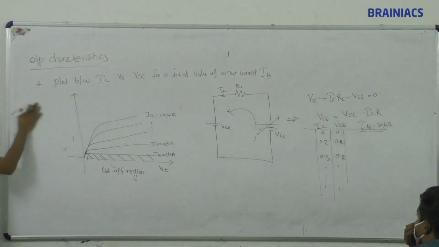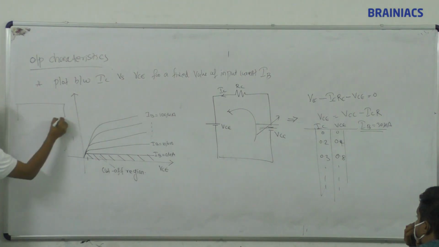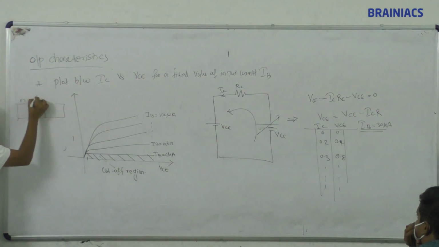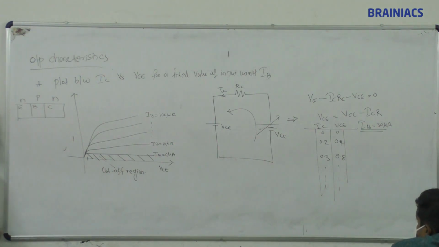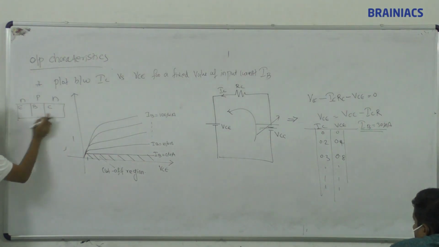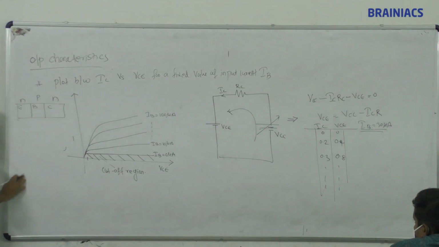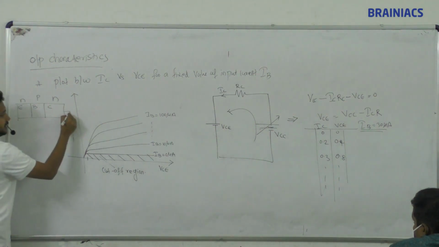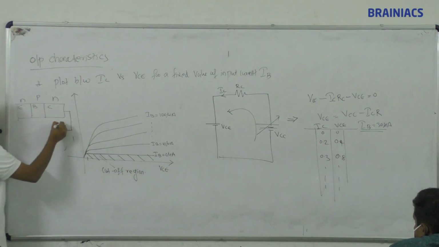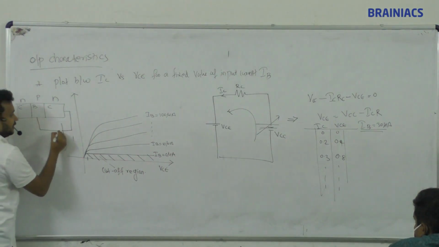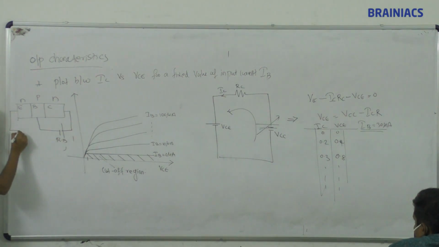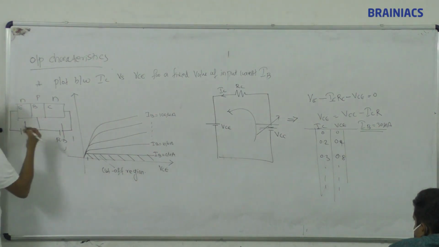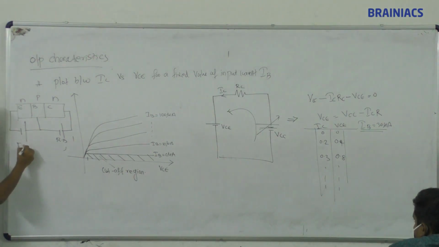Let's go once again. Transistor, NPN: this is your emitter, this is your base, this is your collector. The emitter base junction is one junction, and the collector base junction is the other, so two junctions for a transistor. The collector base junction is reverse biased, so the collector should be connected with the positive and the base with the negative. And the emitter base junction is forward biased, connected negative and positive like this.